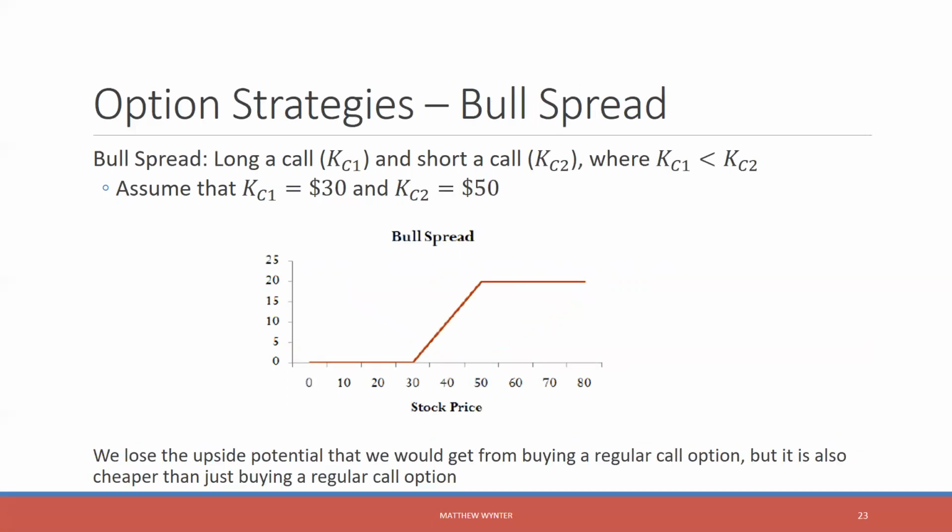Let's look at an option strategy called the bull spread. Now, the bull spread, you'll notice, because we long a call and short a call, we're kind of betting that the stock price is going to go up. Now, we're losing a little bit relative to what would have happened had we just bought a regular call, but with the bull spread, the money that we make selling our second call is also good. So yes, we lose a little bit of the upside, but we also have a much cheaper option strategy because we're paying for a call and we're getting the premium from selling a call.